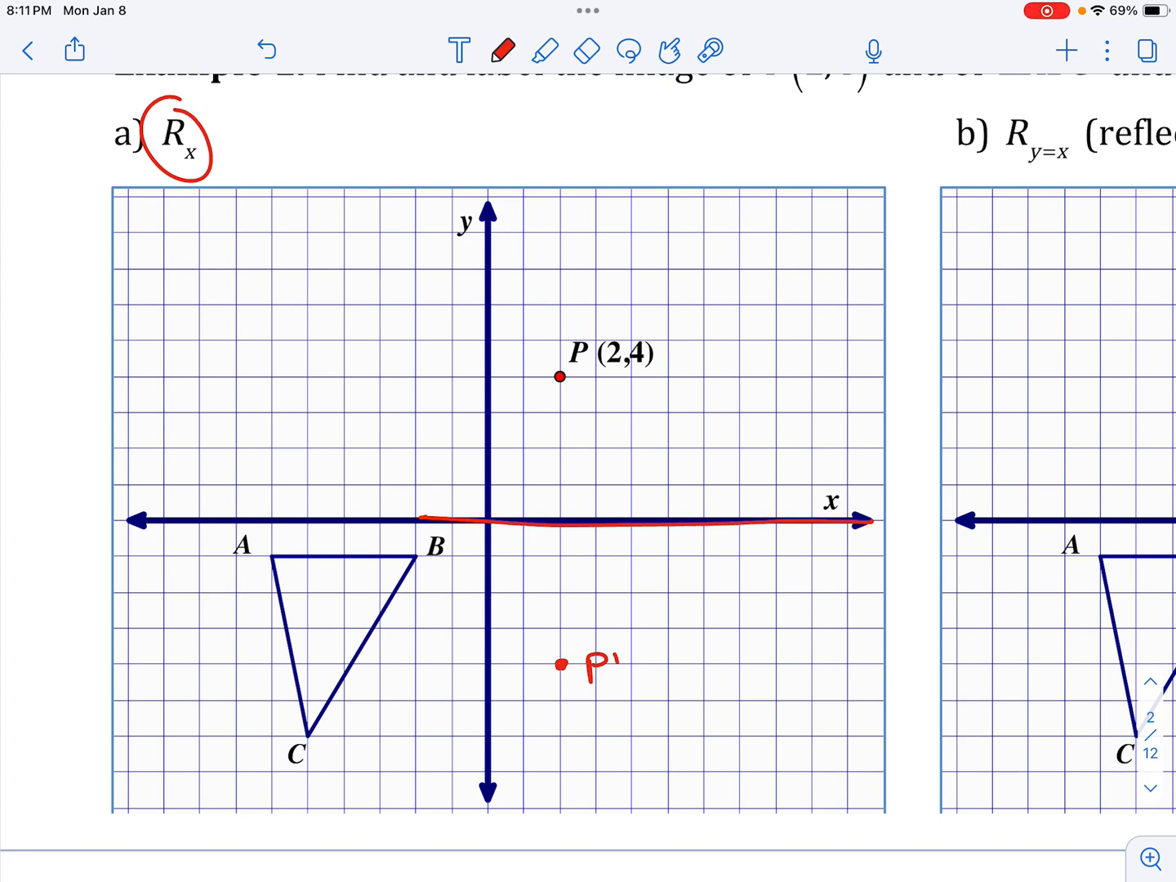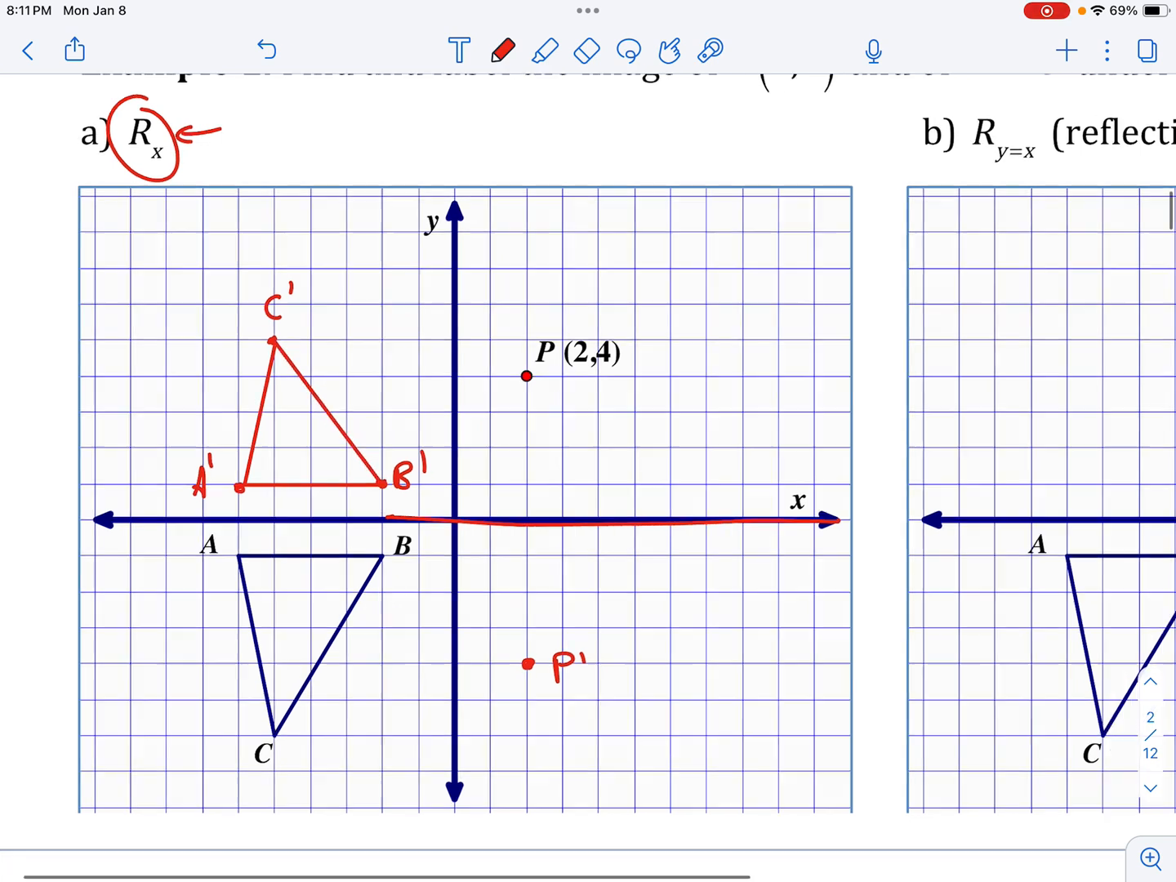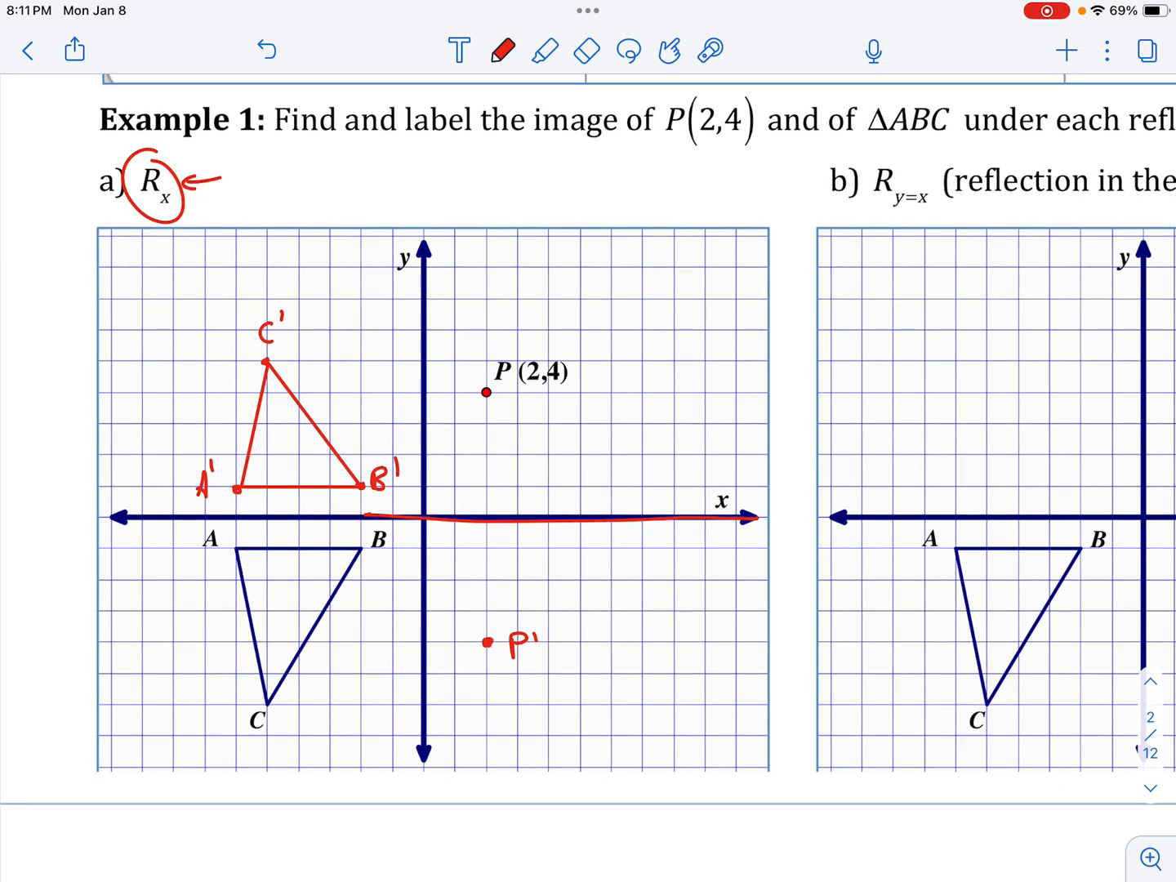And then to reflect triangle ABC using this reflection, we didn't talk about this before, but reflecting an entire triangle, you just reflect each point one at a time, and then you are allowed to connect the dots. We just didn't do it in geometry, so it's no different. That's the one for the triangle.